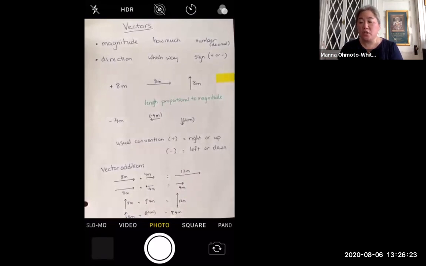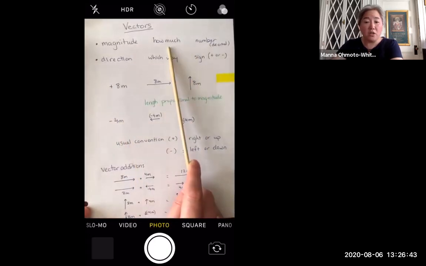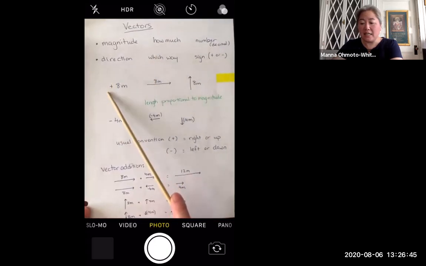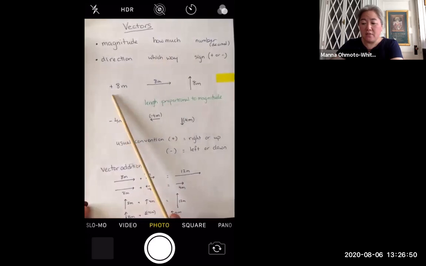Magnitude, which is how much of the quantity we have, and direction, so magnitude and direction. So the way that we symbolize it, there are three different ways, is that we can talk about it either as a numerical value, in which the number will tell you how much, and the sign will tell you which way. So positive 8 meters tells me that I'm going to be moving 8 meters in the positive direction.